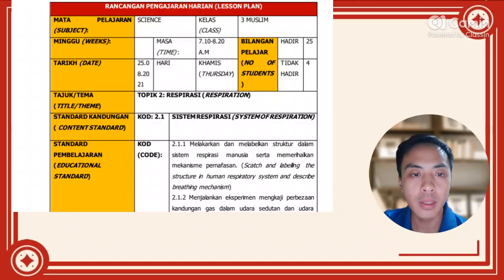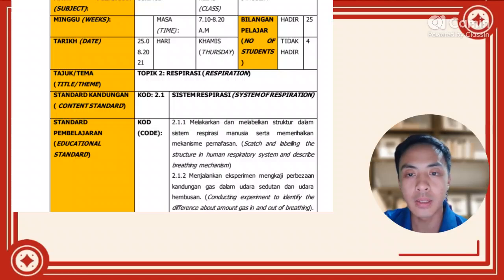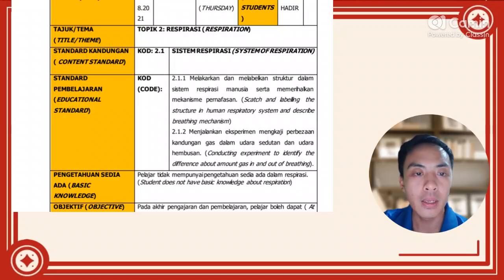The theme is respiration, and the content standard is the respiratory system, and the educational standard, they provide a code, which is this one, actually I refer to the SKP. For 2.1.1, it is to sketch and label the structure in the human respiratory system and describe the breathing mechanism. And 2.1.2 is conducting an experiment to identify the difference among gas in and out of breathing.